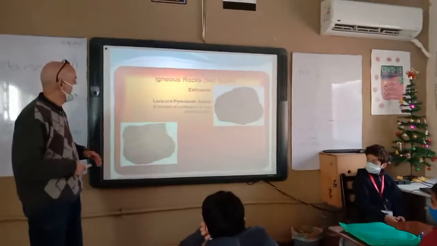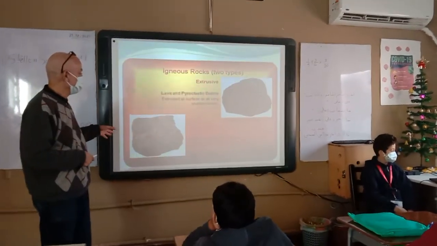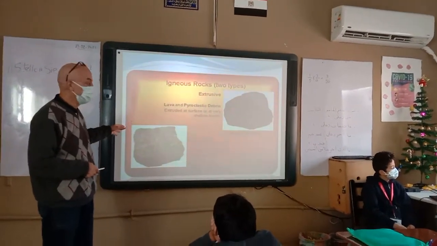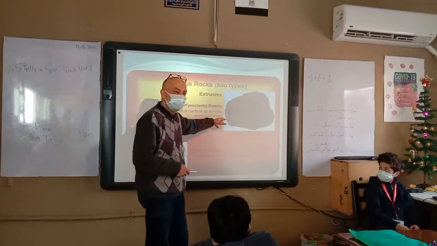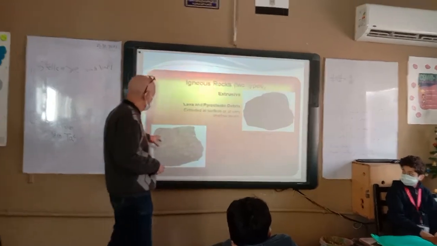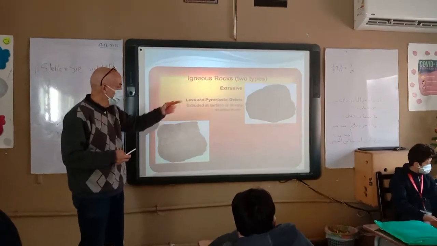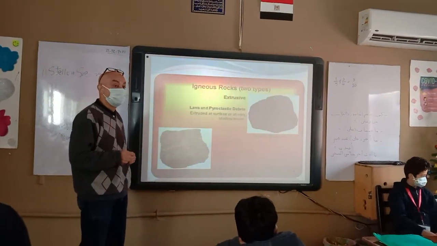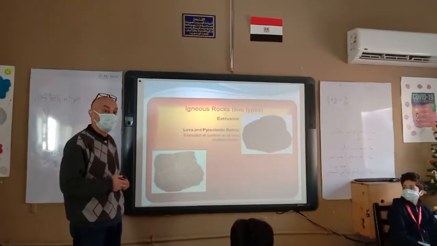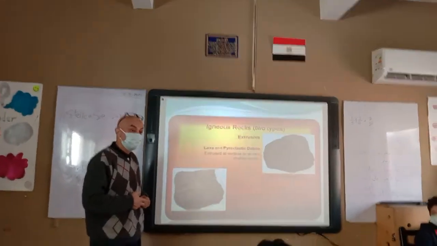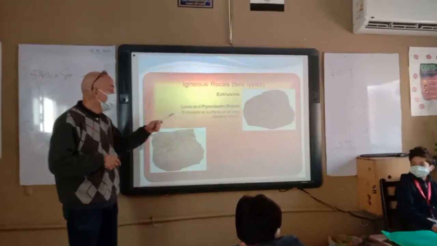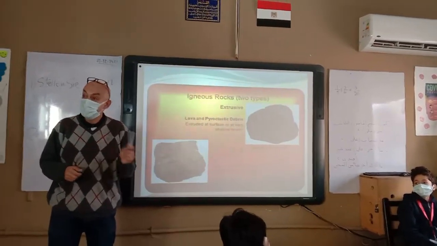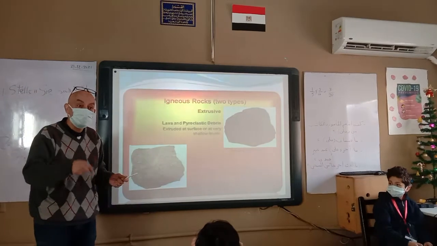Here we have the two types of igneous rocks, basalt and granite. We have a clear difference between them. Basalt is completely dark, and granite is lighter in color, lighter than basalt. Each one of them has its own characteristic. And number two, one of them is considered as extrusive, and the other one is considered as intrusive.